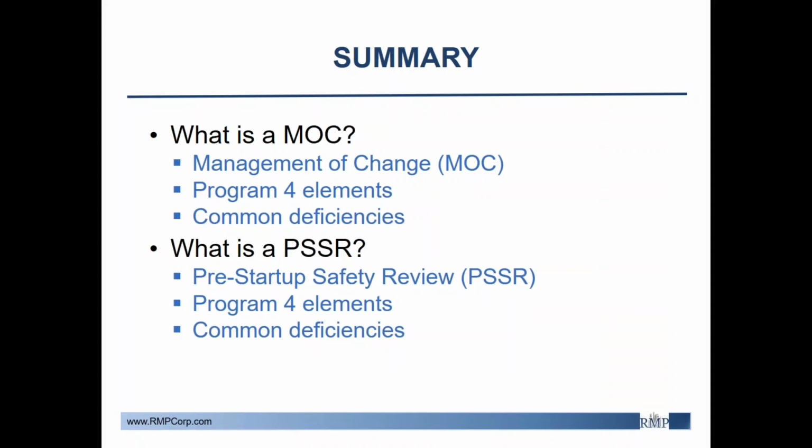PSSR stands for Pre-Startup Safety Review, and this is a checklist to verify all these changes were performed correctly and that safety is a top priority. These are elements of the CalARP and RMP Program 3 and PSM Cal-OSHA requirements. In today's webinar, we'll cover some common deficiencies we find with regards to these elements and what you can do to comply.